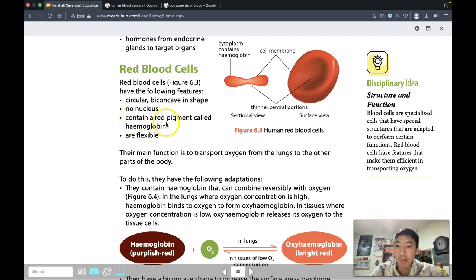The red blood cell contains the red pigment called hemoglobin. Hemoglobin is a molecule that contains a little bit of iron as well as other substances, and this molecule can bind to oxygen reversibly. When there's a high amount of oxygen around it, it binds, and when there's very little oxygen, it will release the oxygen so that it can move to the cells that need it. The red blood cells are also flexible. They are able to squeeze through the capillaries and go into very tiny areas of the body so that all the cells in our body can receive the oxygen.